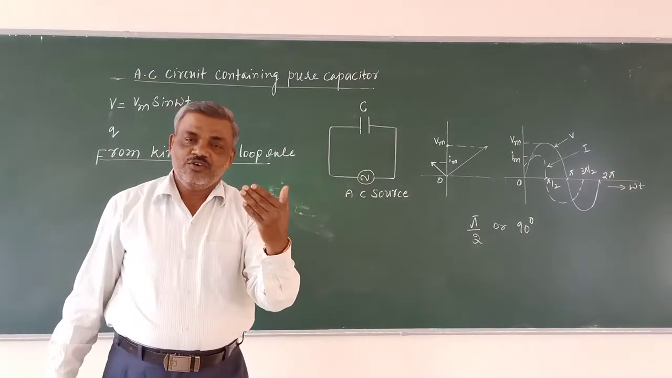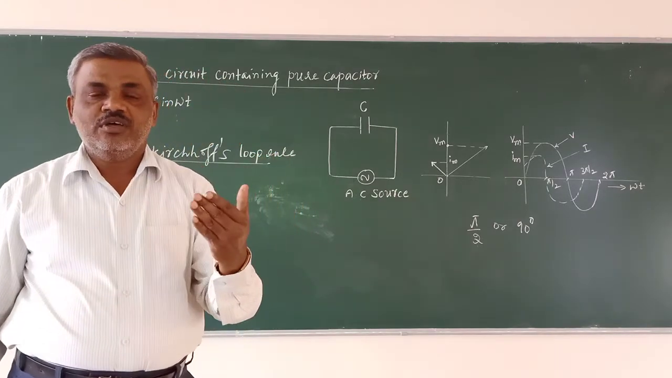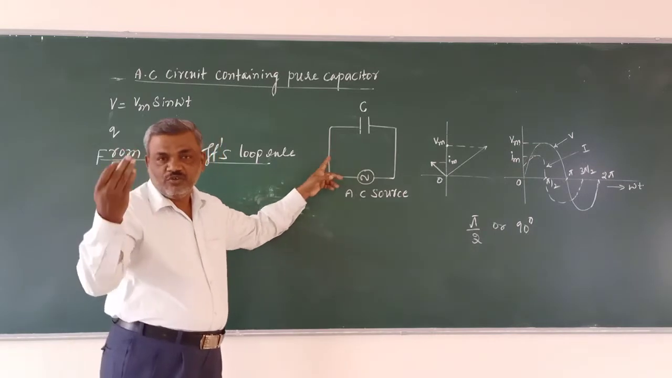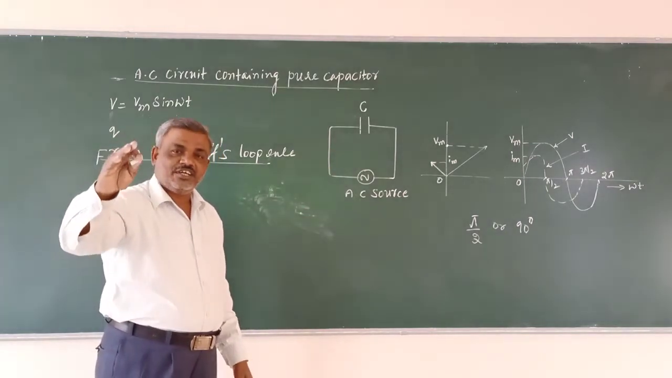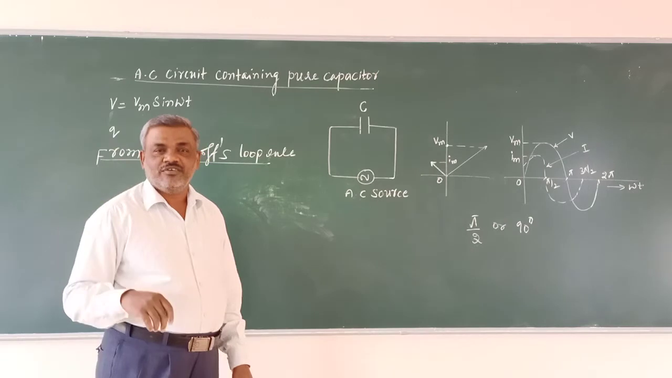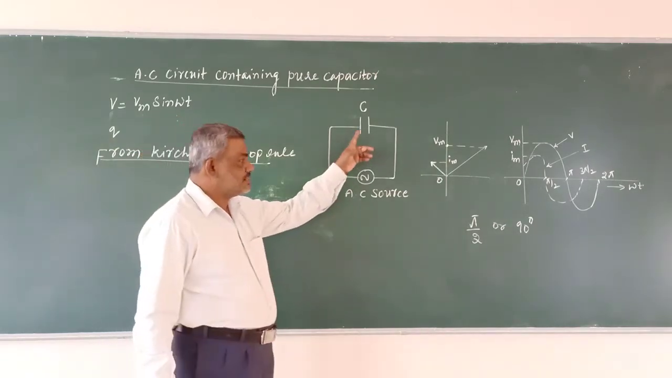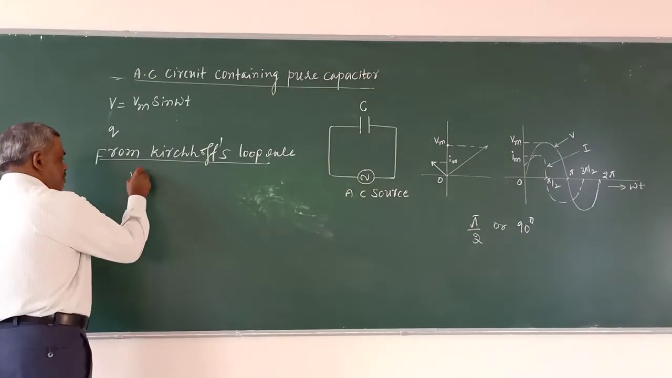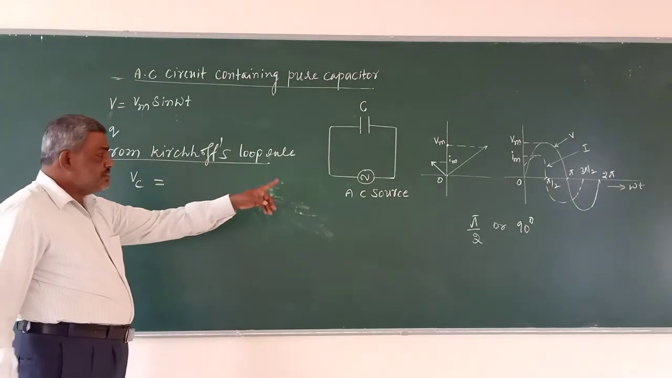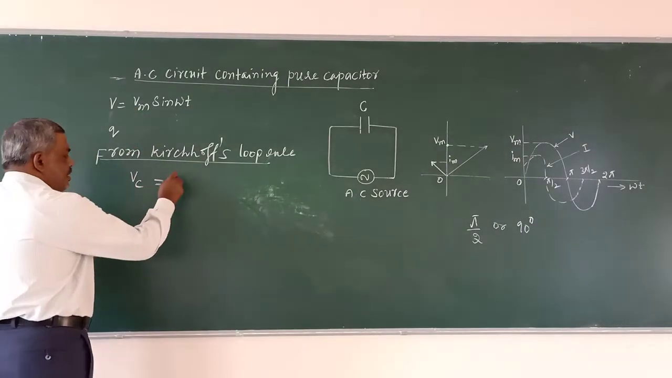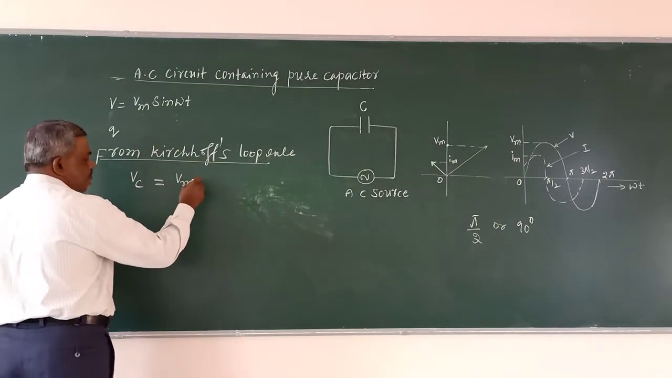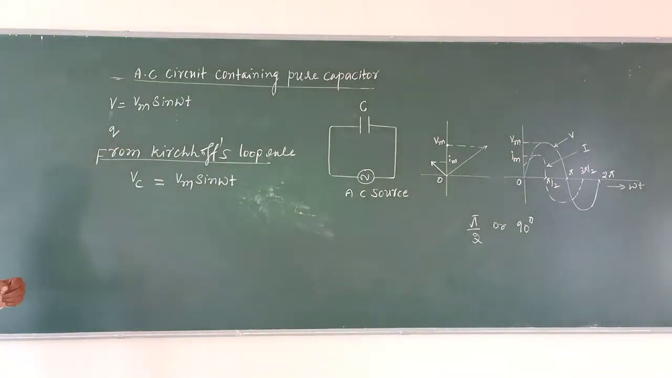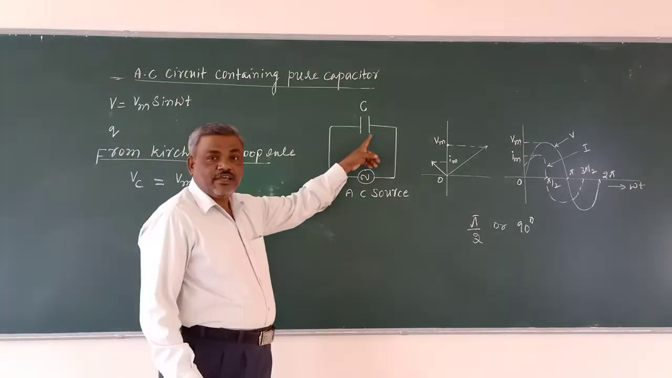So already you know the statement of Kirchhoff's loop rule: the algebraic sum of changes in potential around any closed loop involving resistors and cells must be equal to 0. So the potential difference across the capacitor is equal to the potential difference across the source. Now Vc equals the potential difference across the source, which is Vm sin omega t.